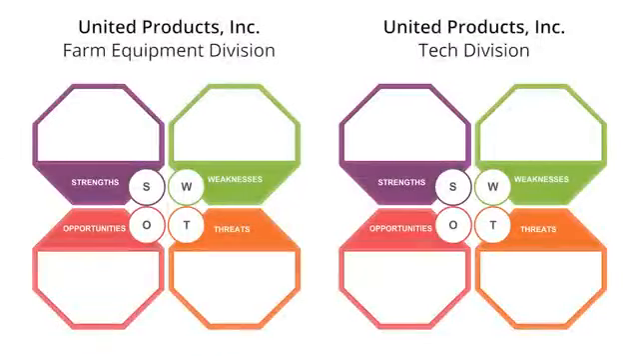It's important to note that a strength for one part of your organization might be a weakness for another. For instance, the old-fashioned brand image and 100-year-old history of a company may benefit the farm equipment division, but it may not be such a boon for the new tech division. For this reason, you may want to perform a different SWOT analysis for each part of your business rather than for the business as a whole.